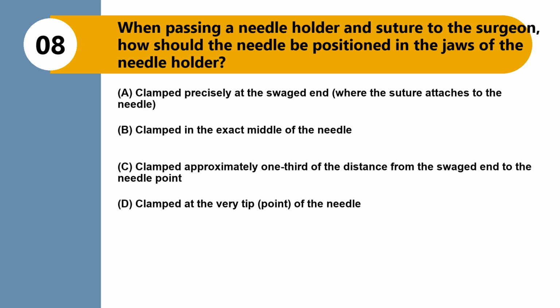Question 8. When passing a needle holder and suture to the surgeon, how should the needle be positioned in the jaws of the needle holder? Option A. Clamped precisely at the swaged end, where the suture attaches to the needle. Option B. Clamped in the exact middle of the needle. Option C. Clamped approximately 1/3 of the distance from the swaged end to the needle point. Option D. Clamped at the very tip, the point of the needle. The correct answer is option C.